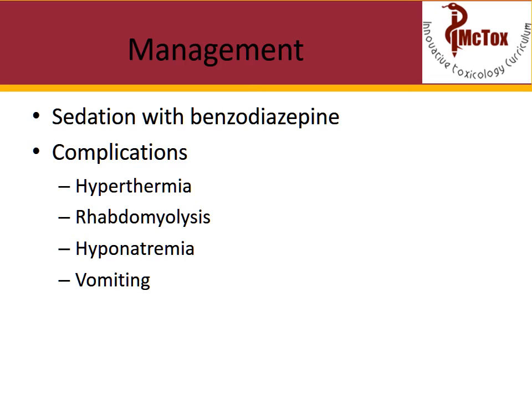External cooling should be applied as indicated for moderate to severe hyperthermia. Rhabdomyolysis can be treated with intravenous fluid and bicarbonate in order to prevent acute renal injury. Hyponatremia should be corrected according to the patient's clinical status. It should be noted that emesis is commonly associated with some hallucinogens like LSD and the various cannabinoids.